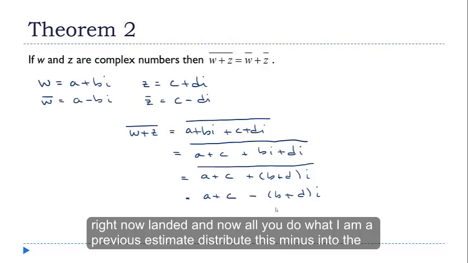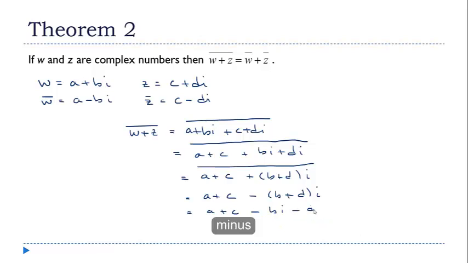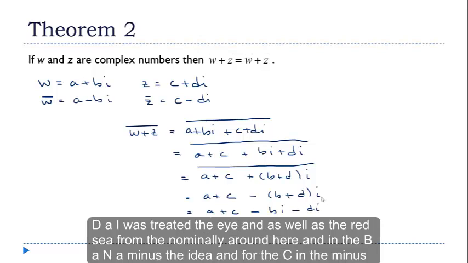Now I'm going to undo what I did in the previous steps. I'm going to distribute this minus into the parentheses, and this becomes a plus c minus bi minus di. I distributed the i in as well.